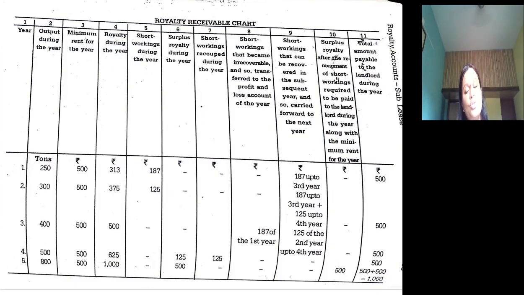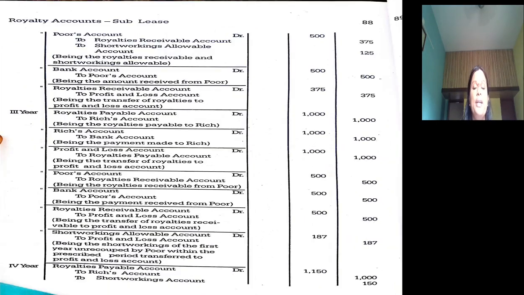Second year, again the situation is the same, where minimum rent is more than the royalty. So the journal entry: sublessee's account debit, to royalty receivable 375, to short working allowable 125. 500 should be debited to sublessee's account. He receives cash from the sublessee: bank account debit to sublessee's account. Royalty receivable account should be closed by transferring it to profit and loss account. Short working allowable account shows a balance that should be carried forward, so there is no entry. This is with regard to the second year.